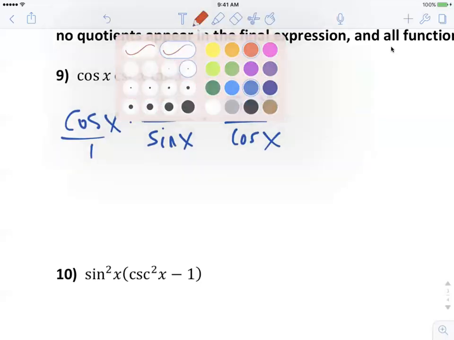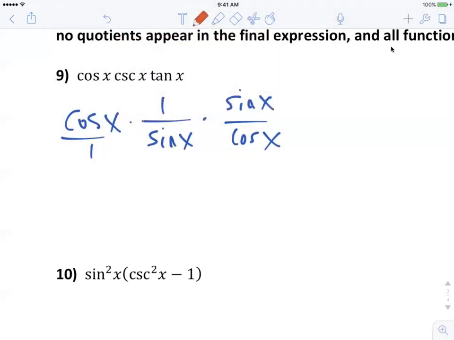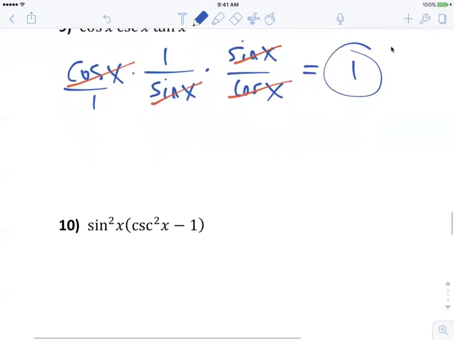Now we're just doing some algebra. We can remove sines and we can remove cosines because one's on top, one's on bottom. So that's going to just all equal 1. That's pretty simple. Okay. Let's try another one.